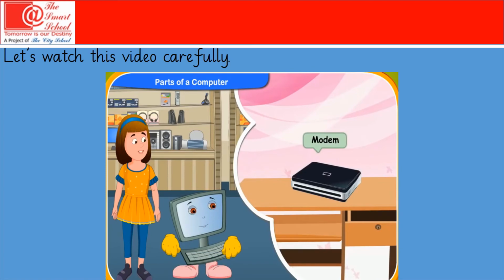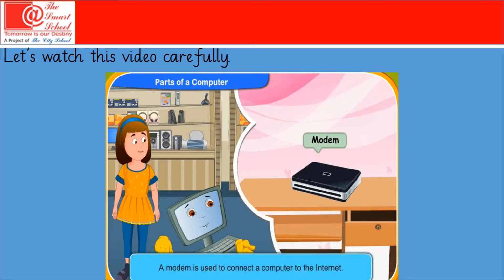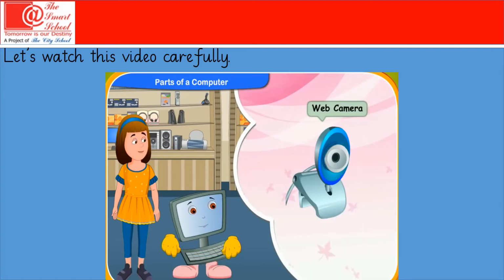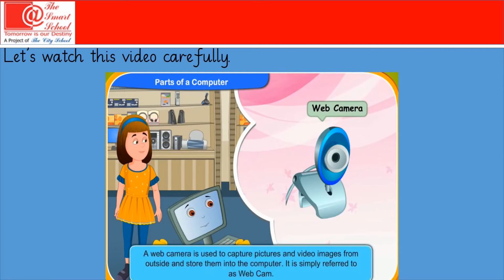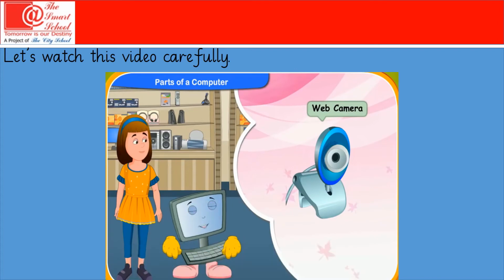What is this object, Kliko? That is a modem. It is used to connect a computer to the internet. And what about this? That is a web camera. It is used to capture pictures and video images from outside and store them into the computer. It is simply referred to as webcam.